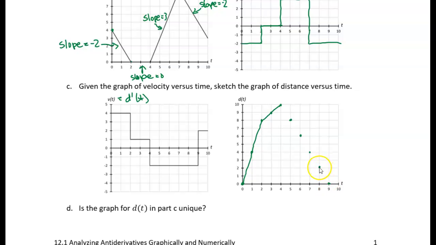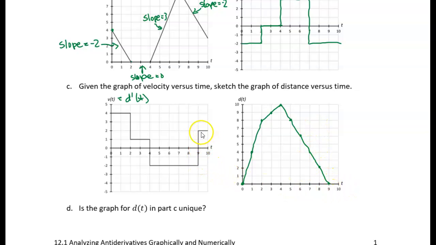So you can see that at 9 seconds, I'm back to where I started from. So I can just connect up those points, and you can see I can draw a decently straight line. Okay, so that's supposed to be a straight line, because I have a constant velocity, which is the slope. So velocity is the slope of the displacement curve.